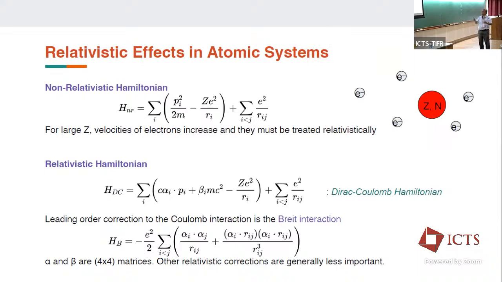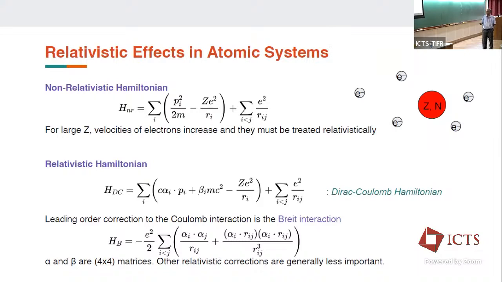So just to remind you, we have an atom, the nucleus and electrons, and that's the Hamiltonian, as you all know. And for large nuclear charge, large Z, the velocities of the electrons increase, and therefore they must be treated relativistically. For something like hydrogen, it's not really necessary, but for hydrogen-like uranium, it's absolutely essential to use relativistic effects. Now, the relativistic effects can be incorporated in the Hamiltonian.